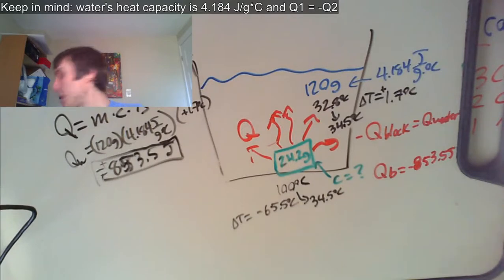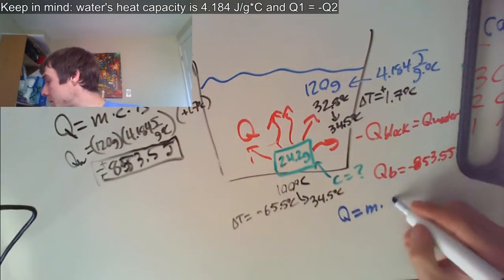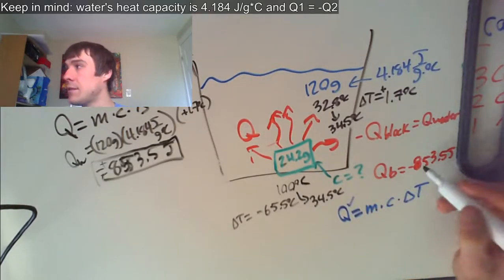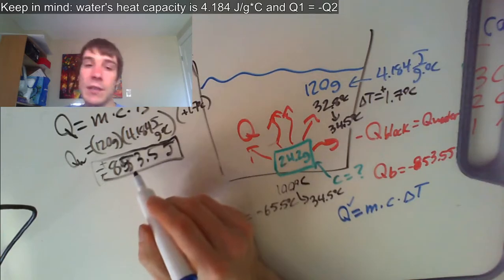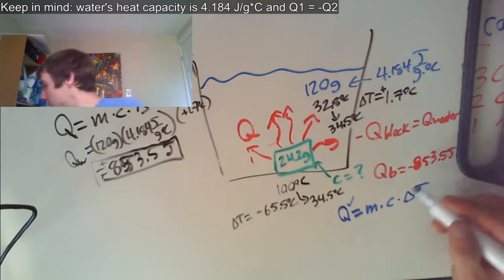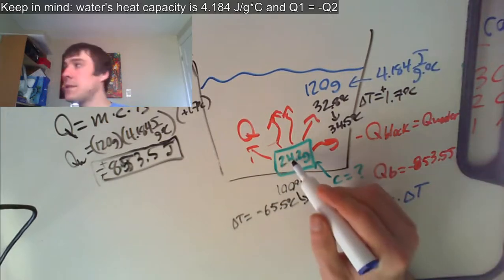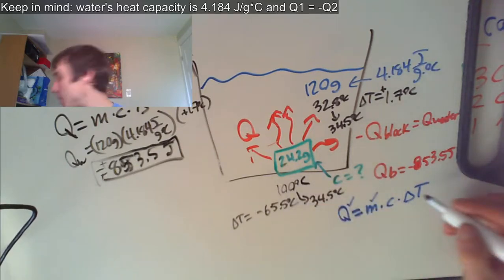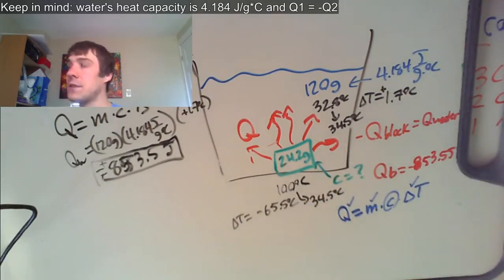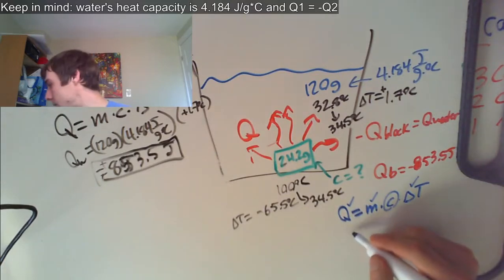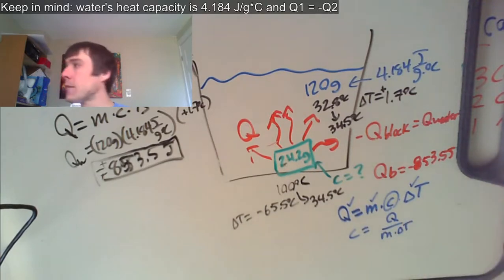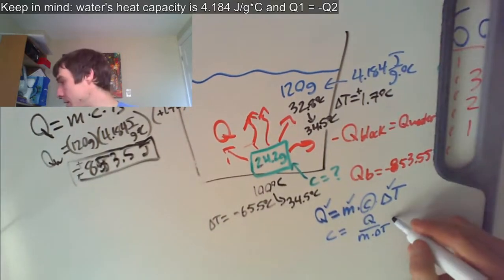Remember that our equation is Q equals m times c times delta T. We have Q, it's the minus 853.5. We got that from the water side of things. It's the negative version of that. We have m, that was given to us in the question, 24.2, and we worked out delta T from the starting and finishing temperature. We have that. So we just need to solve for c, and we can. We rearrange, so c becomes Q divided by m times delta T. And then we can just plug in our numbers.